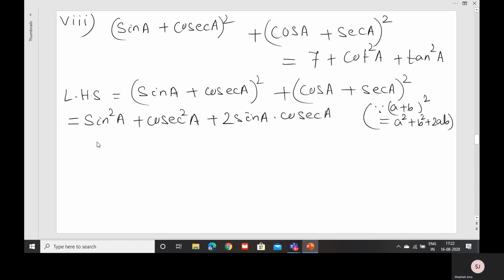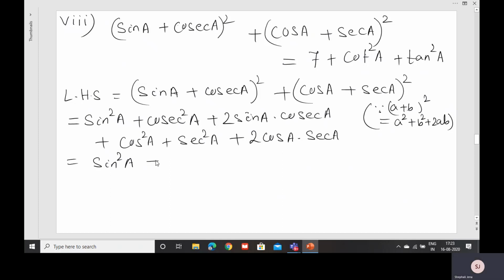Then for the second whole square: cos square A plus sec square A plus 2 cos A into sec A. Now sin and cosec are reciprocals of each other. So you should write sin square A plus cosec square A. Here, see, sin square A plus cos square A. You should write both of them together, because we know that sin square A plus cos square A is 1.